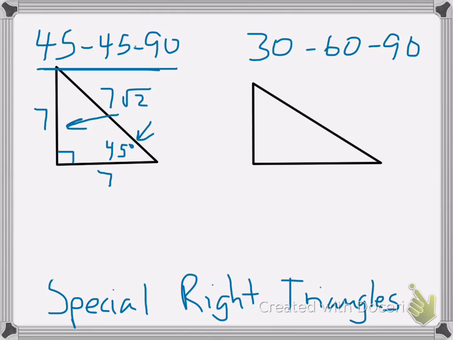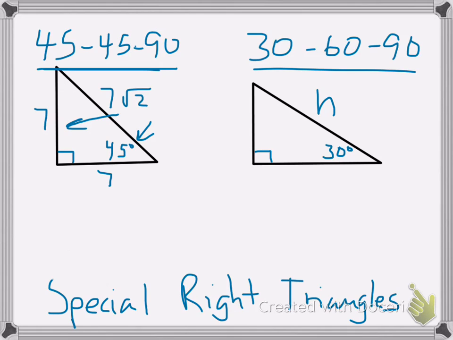And just like in the 45, 45, 90 triangle, most of your problems are only going to give you one of those angles. So they'll give you the 30-degree angle, or they'll give you the 60-degree angle, and then you have to kind of deduce that you're dealing with one of the special right triangles. There's three parts of the special right triangle. Okay, this 30, 60, 90 triangle has three parts.